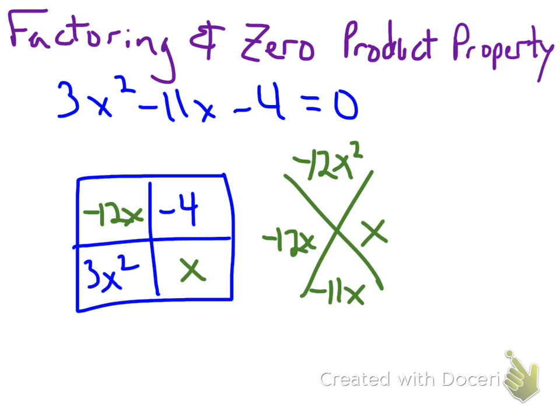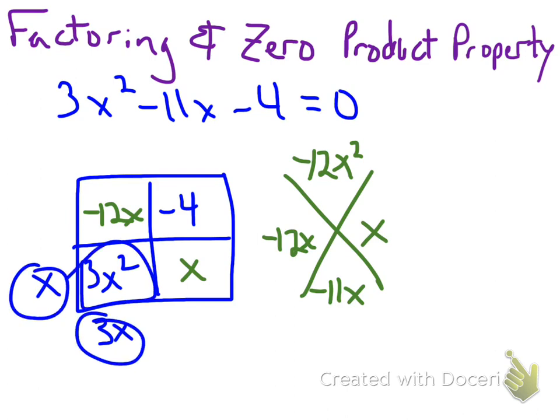Now what I'm going to do is take a look at these and what is my greatest common factor? What can I divide out of both of those? And that would be x. If I think of my greatest common factor here, that would be a 3x. And x times 3x gives me 3x squared, so that works out.